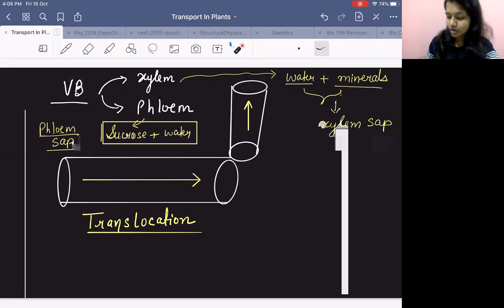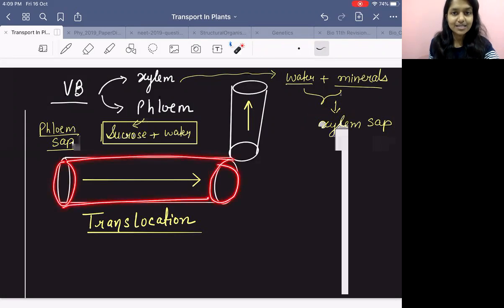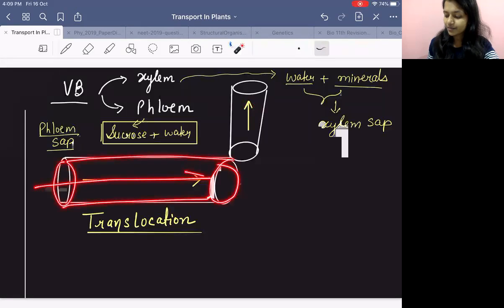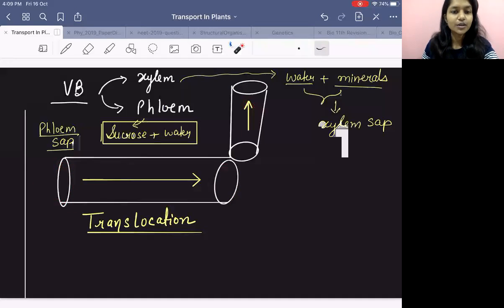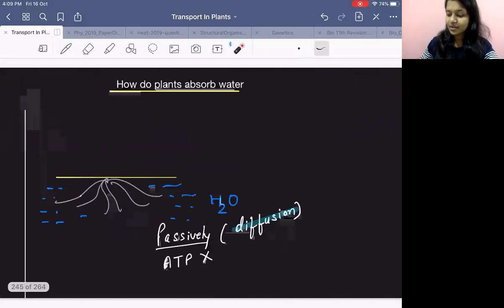So first thing is what? Let us assume that this is the root. If this is root, first of all, the water has to reach till here and then water will go up. First the root has to absorb and then it will take it to the upper part of the plant. So how do plants absorb water? The answer is so clear, with the help of root.